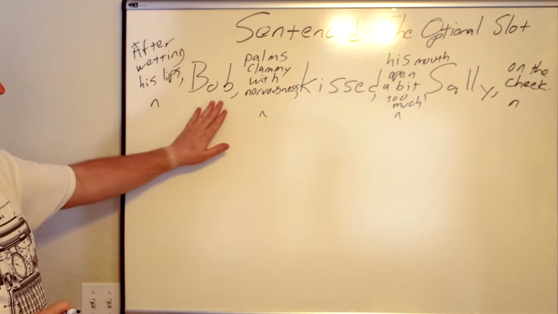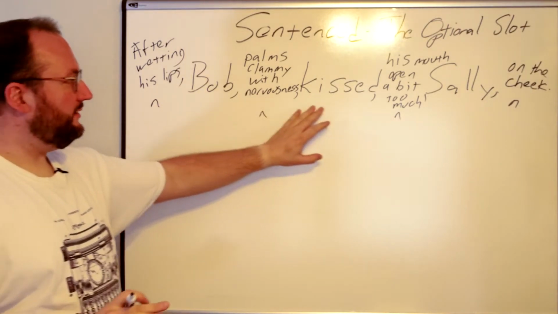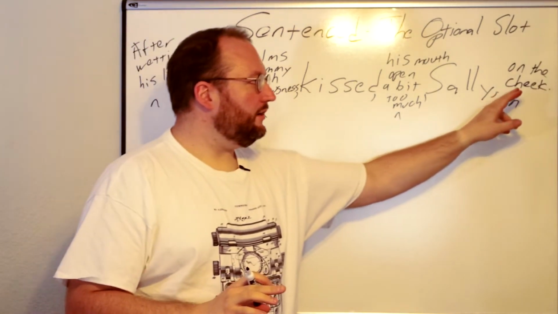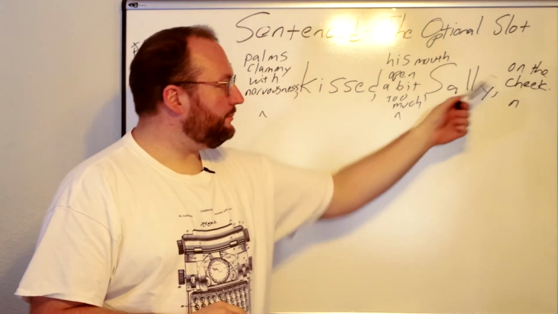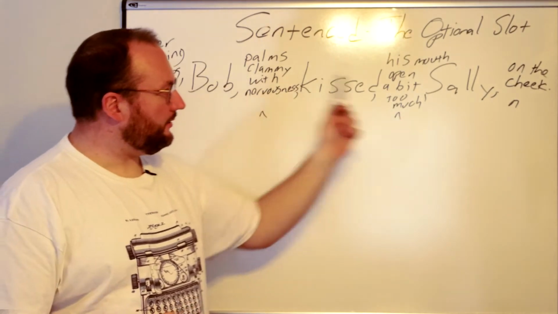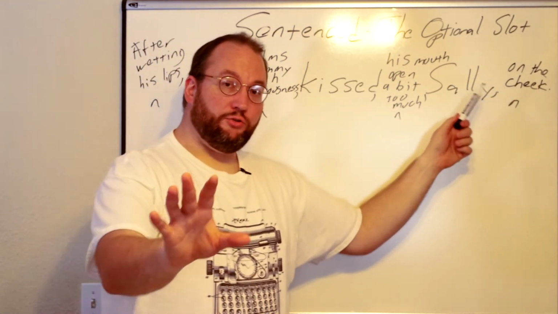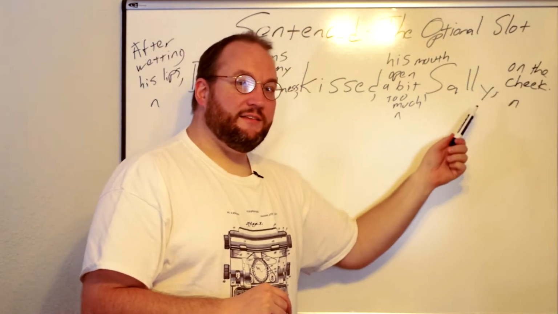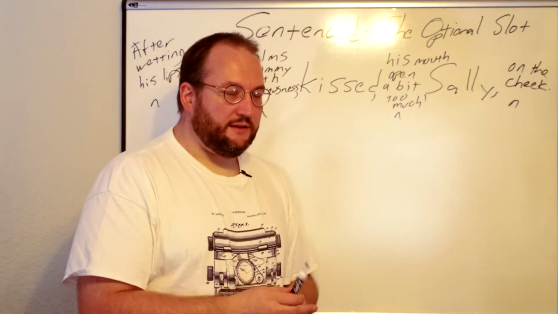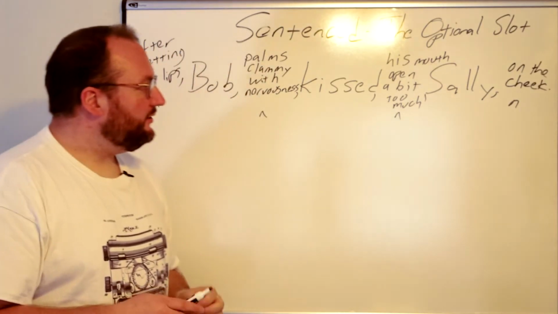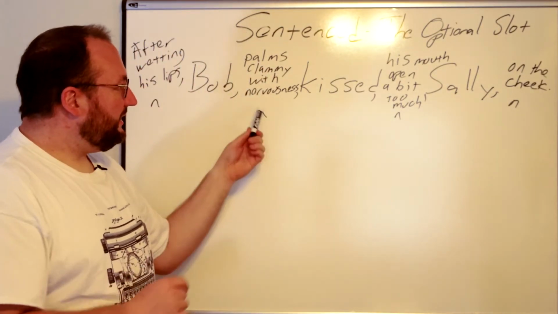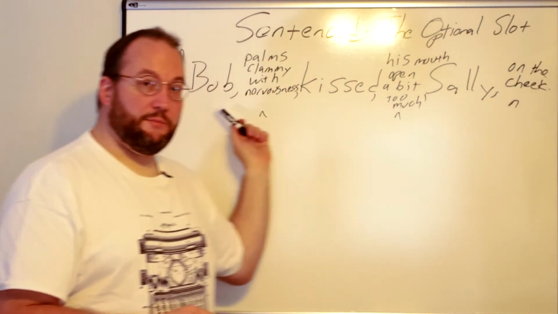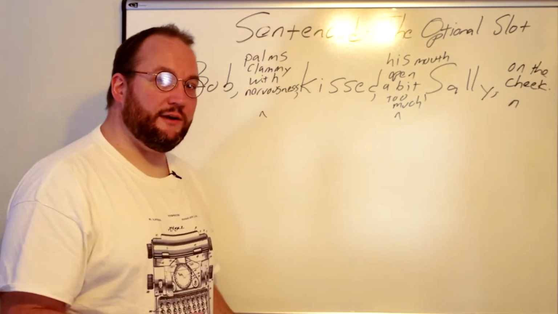After wetting his lips, Bob, palms clammy with nervousness, kissed, his mouth open a bit too much, Sally on the cheek. Again, comma before on the cheek, between here and here and here and here. And again, also just confirming what we know, that this is not something he has a whole lot of experience in because he's planted the kiss on her cheek, not on her lips or something like that. So now we know why he's nervous, because he doesn't have a whole lot of experience in this. Maybe this is Bob's first kiss. He doesn't really know how to do it.